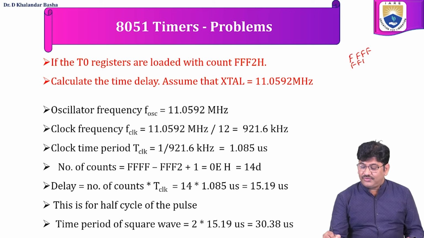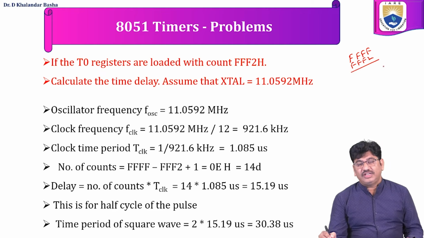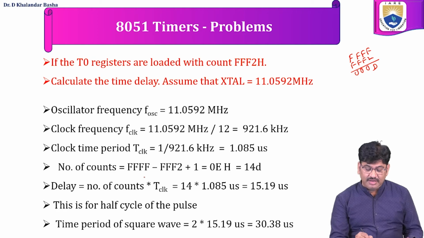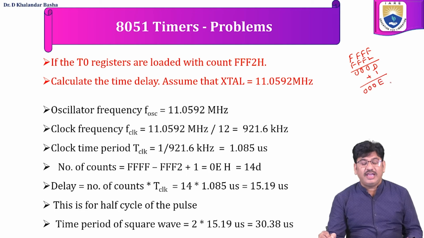F is 15, 15 minus 2 is 13, 13 is D. F minus F is 0, 0, 0. So the count is D for this portion. For this we have to add 1, which is equivalent to 000EH, which is 14 in decimal.